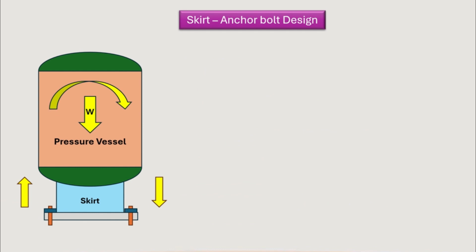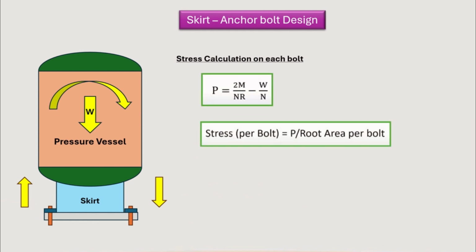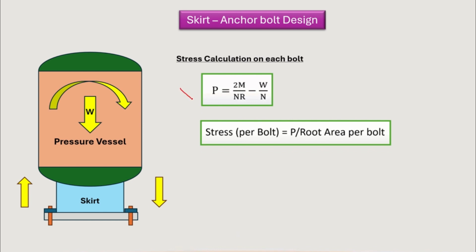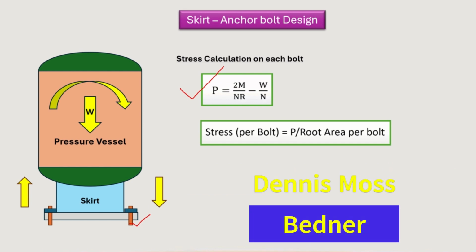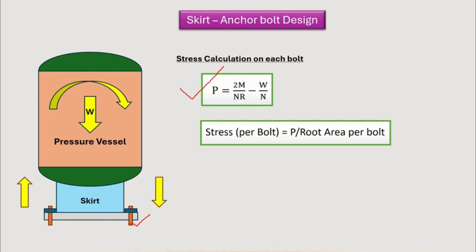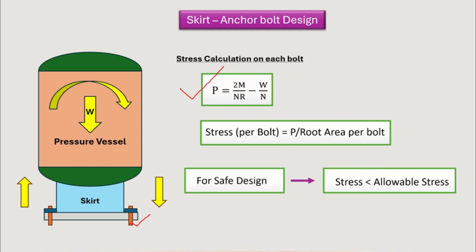Once we got the load, what do we need to do next? We need to calculate stresses on each bolt. We know P, and we know stress is equal to load by area, right? So this is the load, and area is nothing but the root area of the bolt. You can find root areas in many textbooks like Dennis Moss, Bednar's book or Brownell and Young. There are many textbooks available, so you can refer to those books as well. For a safe design, our stress must be less than the allowable stress. So this is all about anchor bolt design, guys. In the next lecture, we will see base ring thickness calculation.